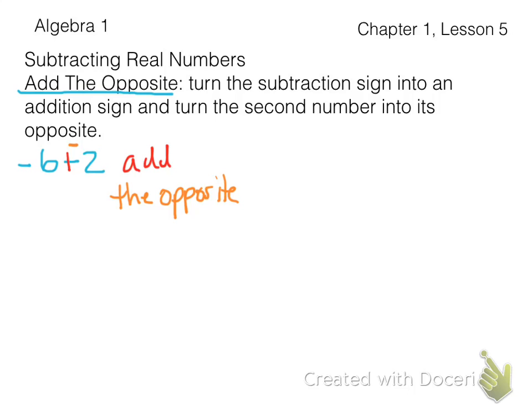All right, and it's always the second number. This is the most vital thing that you can remember when it comes to this whole add the opposite thing. It has to be the second number. Don't try to take the opposite of the first number. All right? Now we basically have 6 plus negative 2.